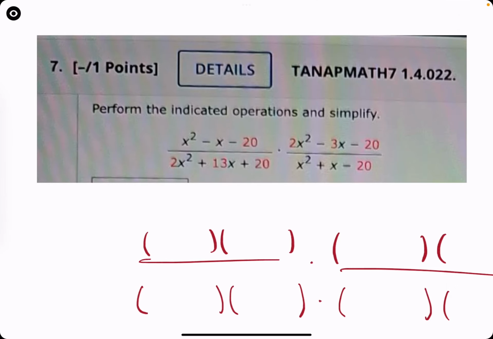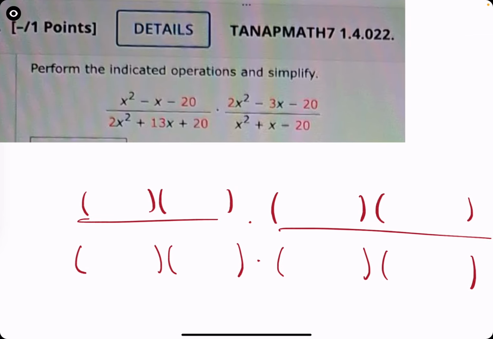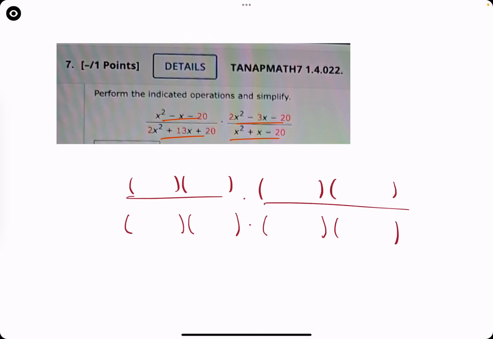Alrighty, great problem here. They ask us to perform the indicated operations and simplify. So the objective here is to factor each of these quadratic expressions, all four of them, into two linear factors each, and then eventually we'll be able to cancel out a lot of factors on top and bottom. So I'm going to start with these two.